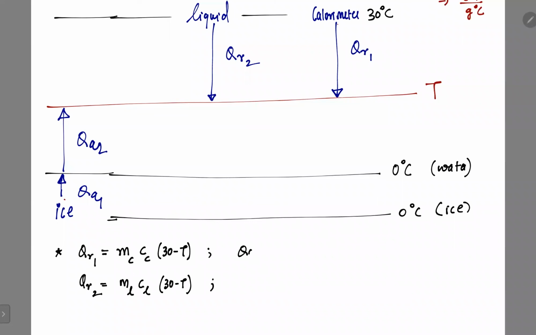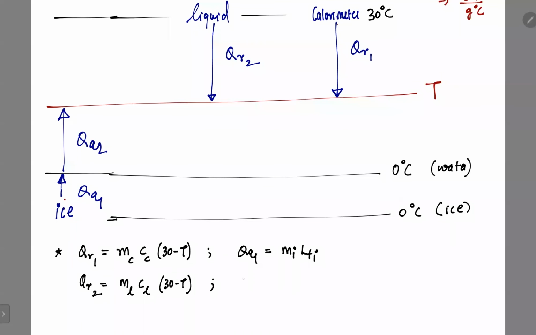Now, Q absorbed 1. MC delta T or ML? ML. Very nice. ML. And that will be mass of ice, latent heat of fusion of ice. यहाँ पर delta T नहीं आएगा. ये तो ML है. There is no delta T. Right?